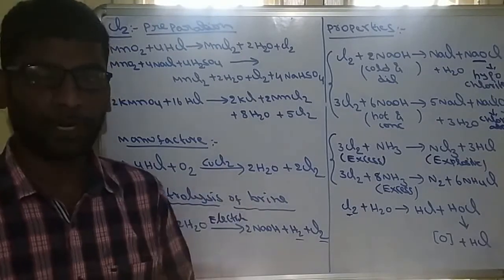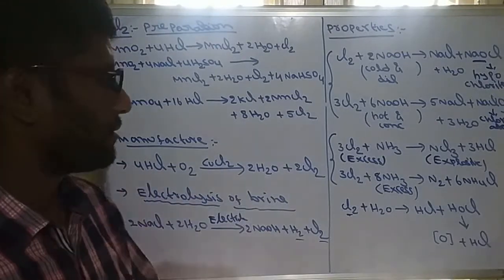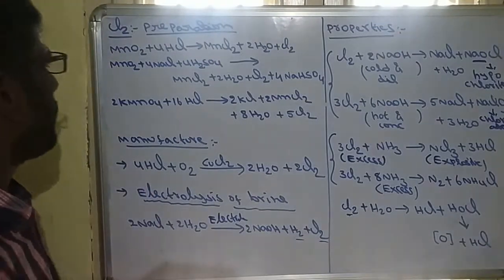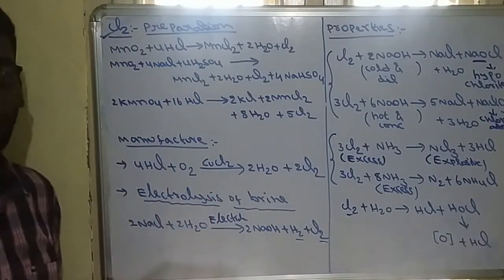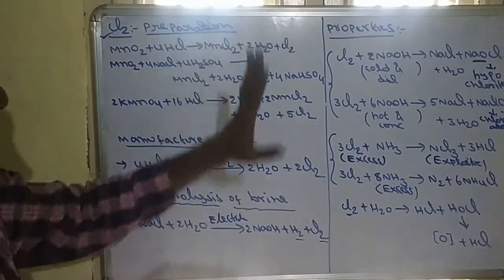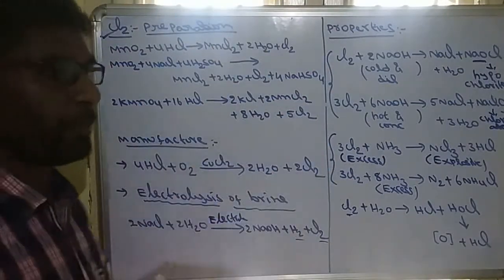Now there are some important preparation and properties. I have already written them on the board, so we will see them one by one. The first compound will be dichlorine. Dichlorine preparation and properties are already written, so these reactions we have to practice.